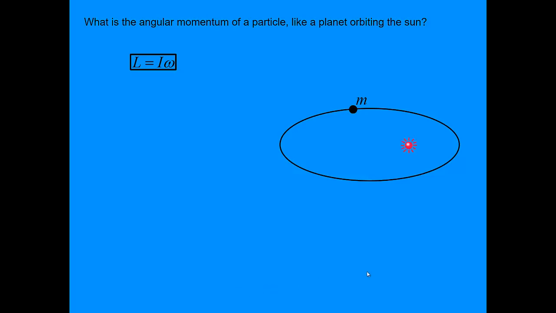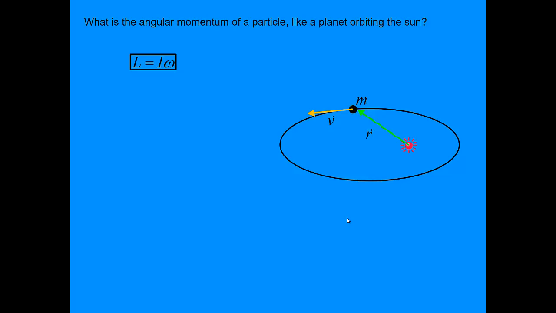Now, what about if it's not at one of those fancy closest or furthest points, which by the way are called perigee and apogee for Earth, and for the sun, perihelion and aphelion. Perihelion is when you're closest to the sun. Aphelion is when you're farthest from the sun. What if you're somewhere in between? Well, then that would be r, and your v would be here.